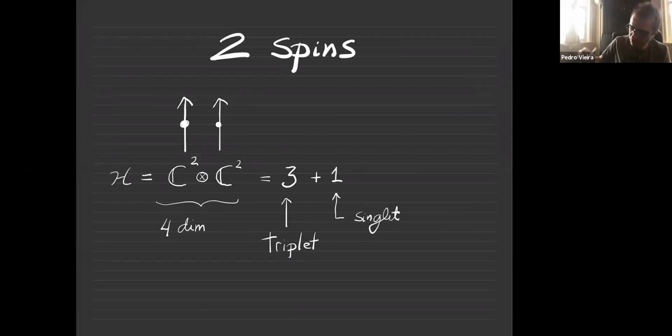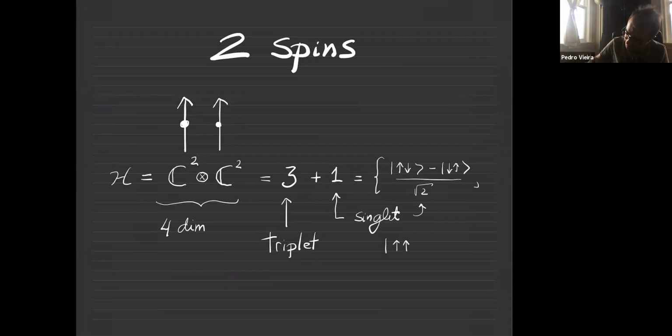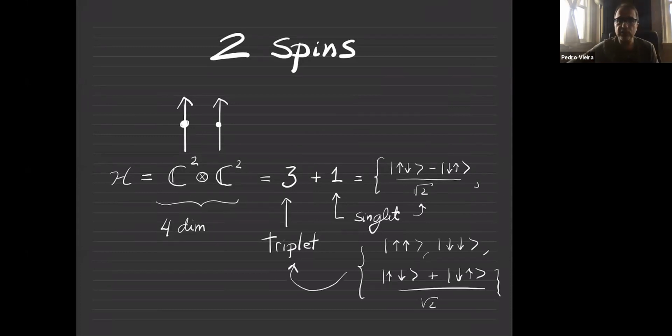Right? In other words, when we have this Hilbert space, we can say that this Hilbert space is spanned by, there is a state which is a singlet, up, down, minus, down, up, over square root of 2. This would be the singlet. And then there are three states that are the triplet, which you can say it's up, up, down, down, and up, down, plus down, up, over square root of 2. And these guys here would be the triplet. So in total, there are four states, and it's convenient to separate them into the triplet and the singlet.